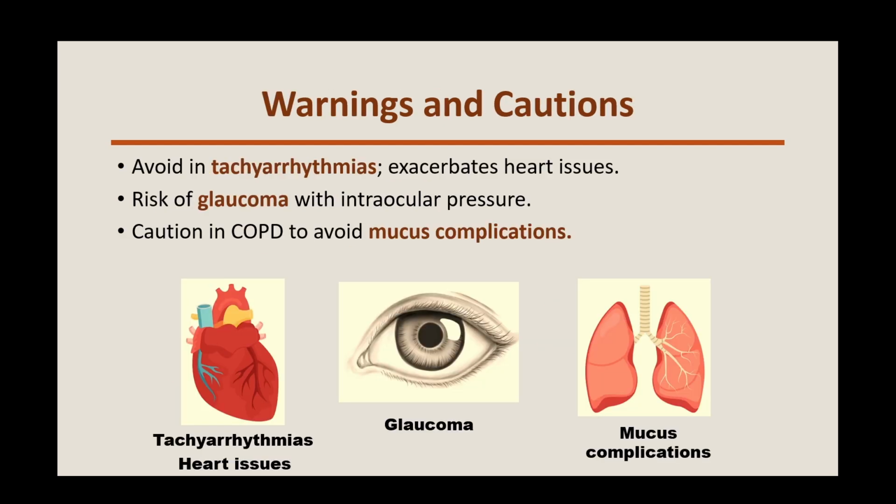Warnings and cautions: patients with cardiovascular disorders should use anticholinergics cautiously, as drugs like atropine can exacerbate tachyarrhythmias. Those with pre-existing glaucoma, particularly narrow angle, must avoid these drugs as they can increase intraocular pressure. Additionally, anticholinergics such as ipratropium should be used with caution in individuals with chronic obstructive pulmonary disease to prevent mucus thickening and respiratory complications.